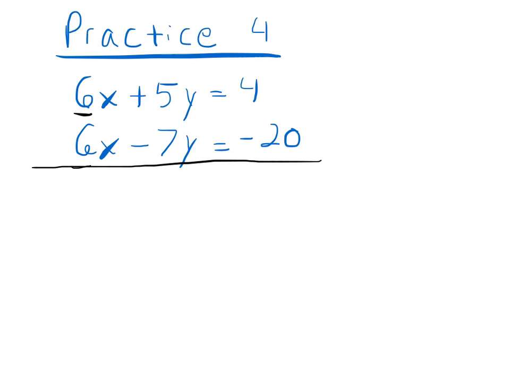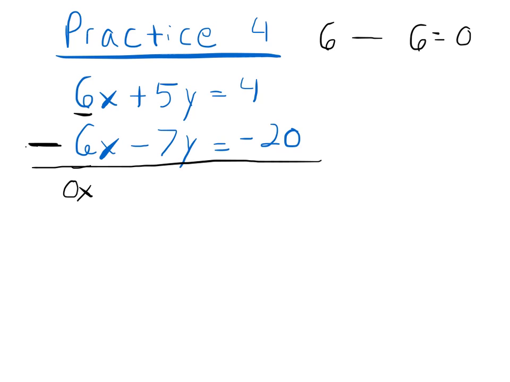So now we ask ourselves, how do I eliminate or cancel those x's? I have a 6 and a 6. What operation should I do in between them, addition or subtraction, in order to get them to cancel? Well, clearly, I know that 6 minus 6 will give me the 0. So I'm going to subtract these. So 6 minus 6, 0x.